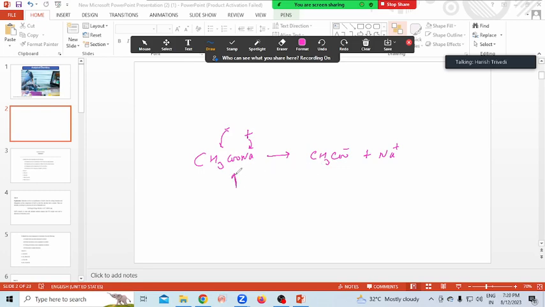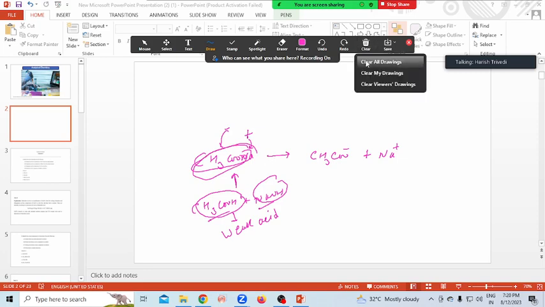It can be formed from acetic acid, CH3COOH, plus NaOH. When this acid and base react, it will form the CH3COONa electrolyte. NaOH is a strong base, we know, but CH3COOH is acetic acid, which is a weak acid. That's why it will provide you an electrolyte which is a weak electrolyte. It will not dissociate fully in water.